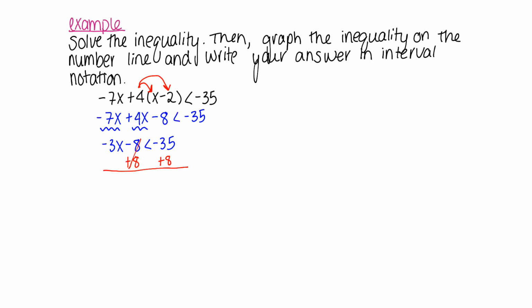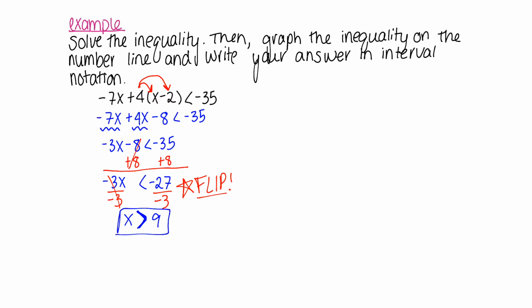These cancel. We have negative 3x is less than negative 27. So if you do negative 35 plus 8, you're going to get negative 27. To get the x by itself, I need to divide by negative 3. But when I divide by a negative, I have to flip my inequality. So instead of it pointing to the left, it needs to now point towards the right. The x is here. Negative 27 divided by negative 3 is positive 9.